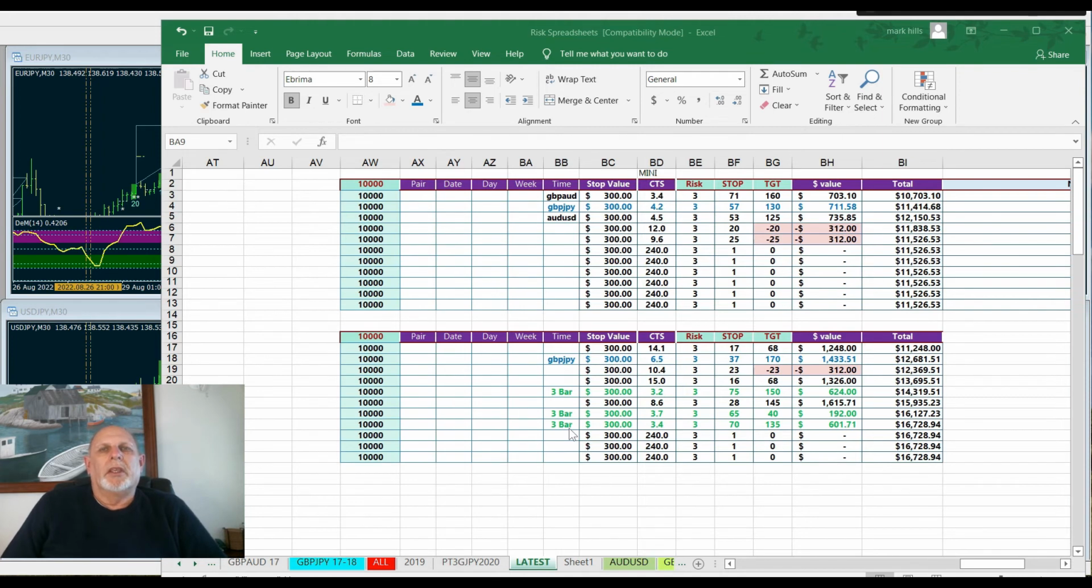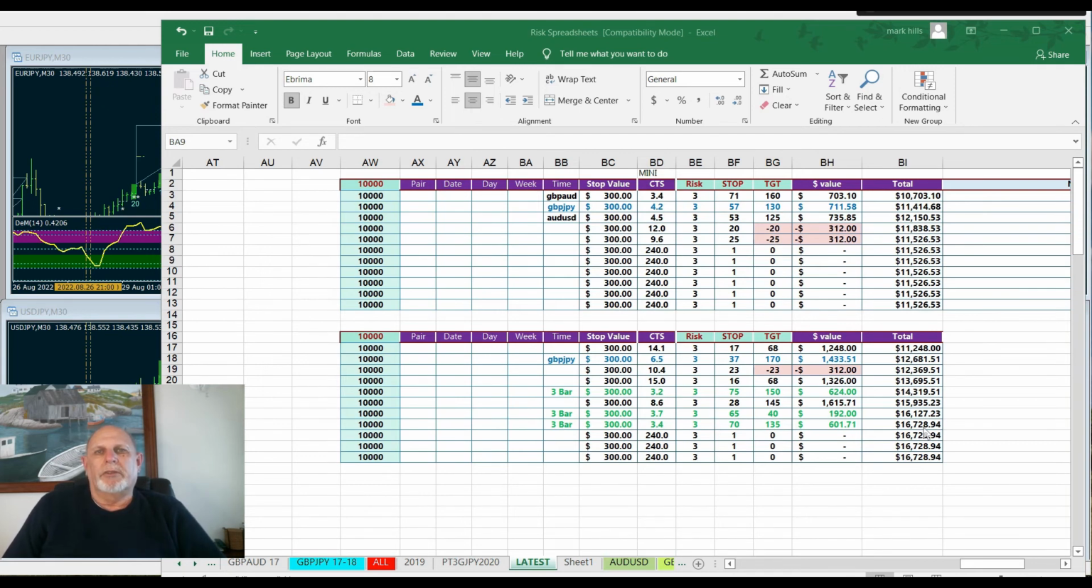So looking at the PT3 for the week, it adds up to $1,526 profit. So that's near enough to 15%. That's on a 10K account. I'm risking 3% per trade. If we have a look at the PT2 for the week, it adds up to $6,728 profit.